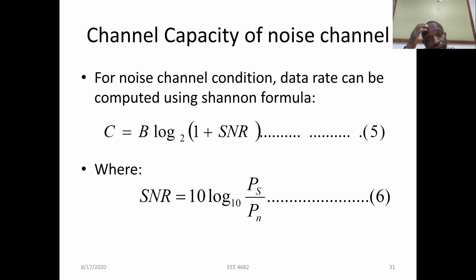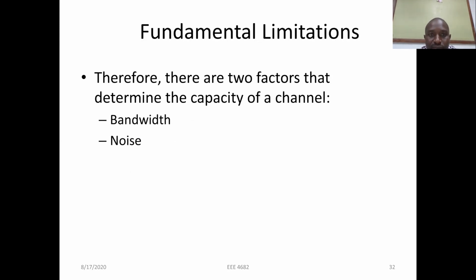Next, we have the channel capacity of a noisy channel. For a noisy channel, the data rate can be computed using the Shannon formula, which is C equals B log2 of 1 plus signal to noise ratio, as shown in equation 5, where SNR is 10 log Ps over Pn, as shown in equation 6. The fundamental limitation of channel capacity is that there are two major factors that determine it: bandwidth and noise.